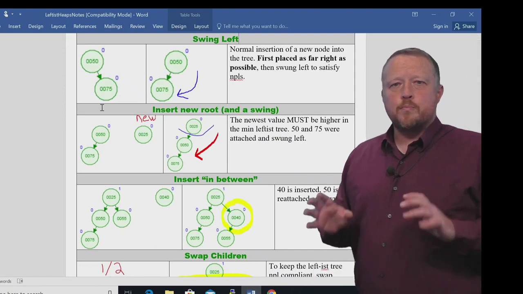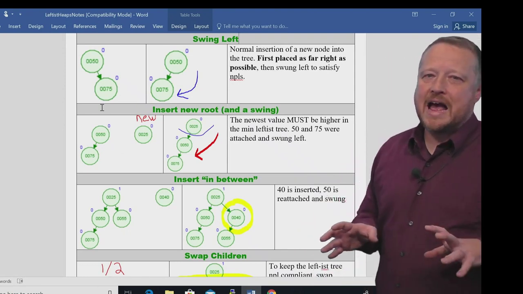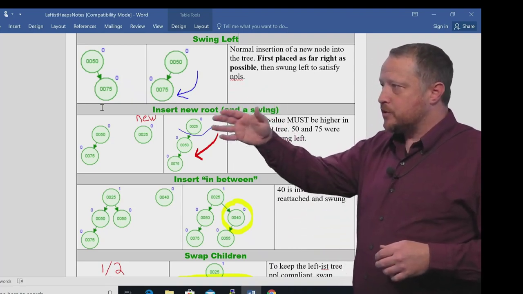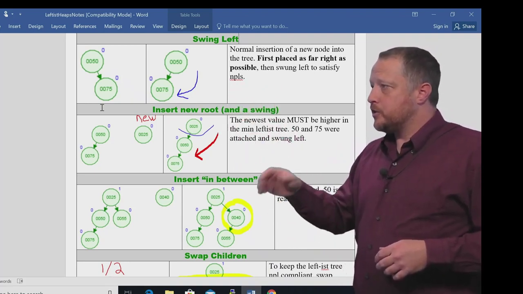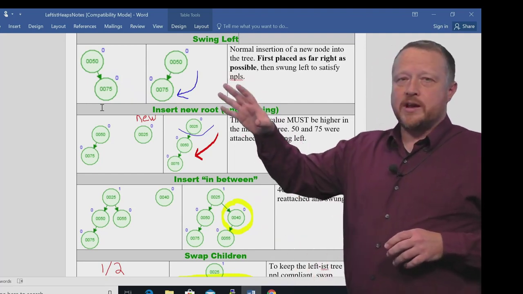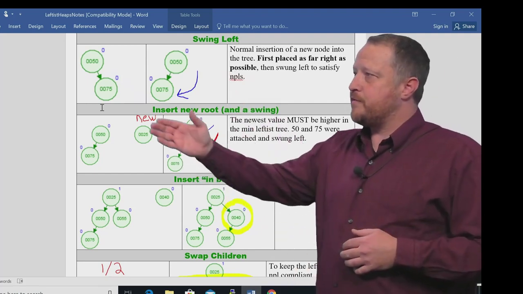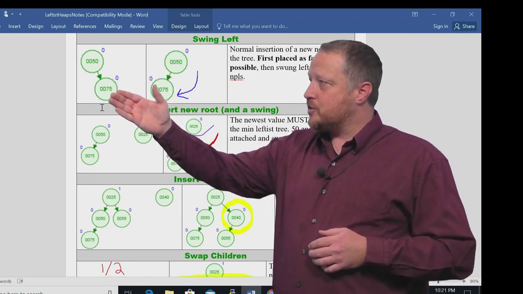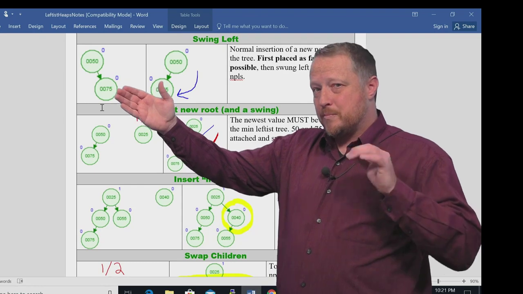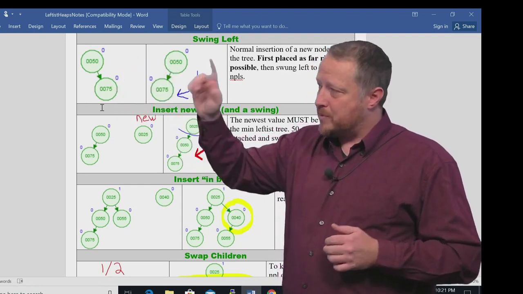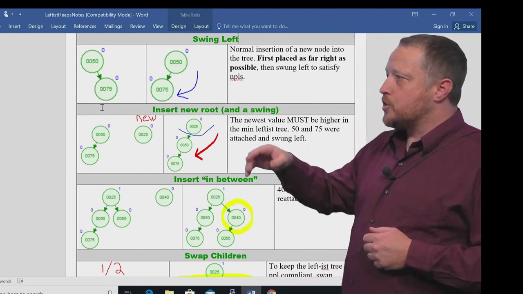So there's four basic moves that we have in our building of a leftist heap. Swing left, insert new root and swing, insert in between, and swap children. So when we do a swing to the left, pretend we have a very simple tree where we have 50 and then we've added 75. Now remember, this is a min heap, so 50 has to still be at the top no matter what. But here's the weird part. We do our swing left.